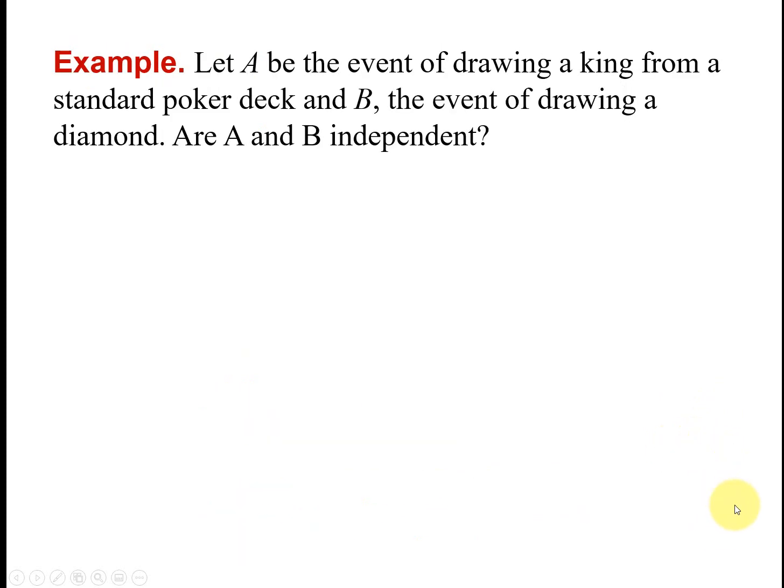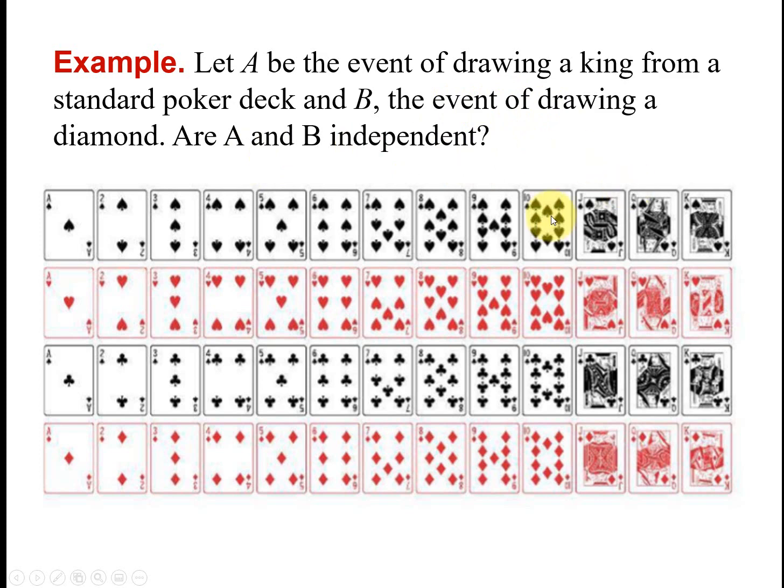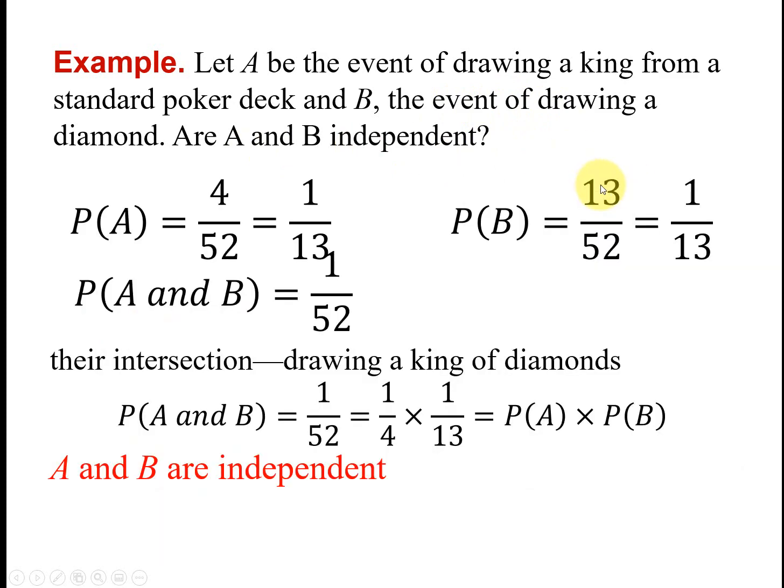And another example, let A be the event of drawing a king from a standard poker deck, and B the event of drawing a diamond. Are A and B independent? So here's all the total outcomes. So the probability of A, there's 4 kings in a standard deck, and there's 52 total cards. That's where we get the 1/13th. And B, the event of drawing a diamond, well, 1/4 of the deck are diamonds, 13 out of 52.